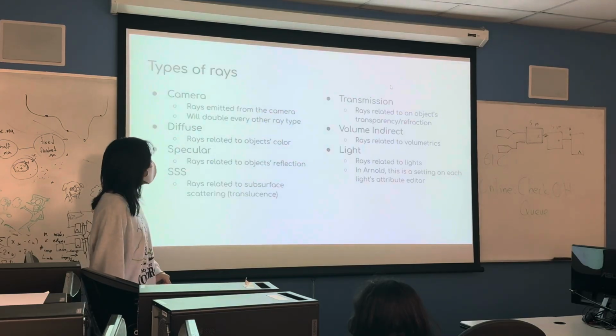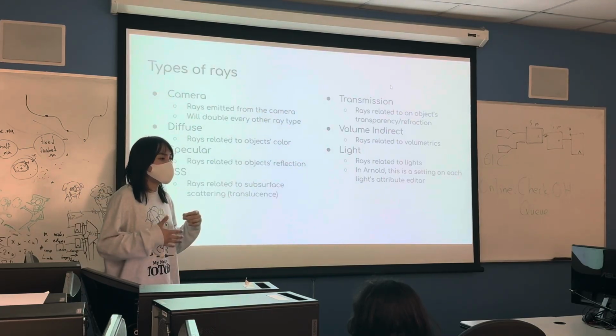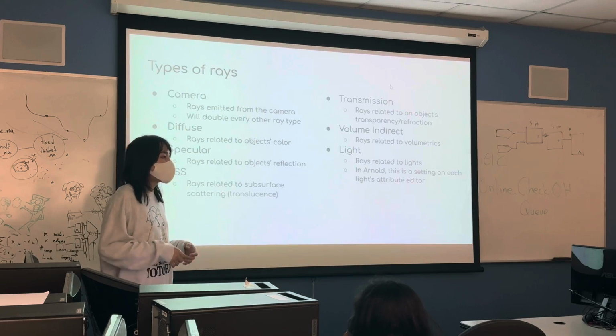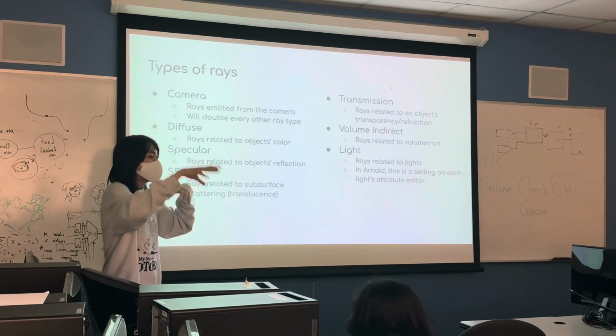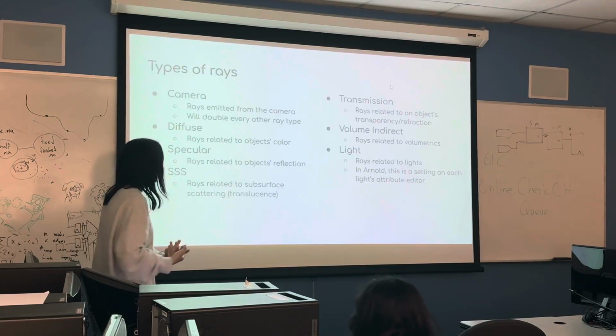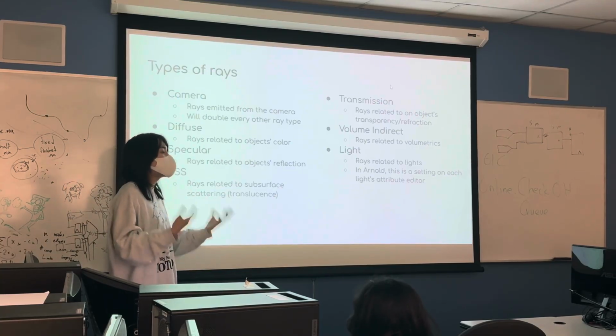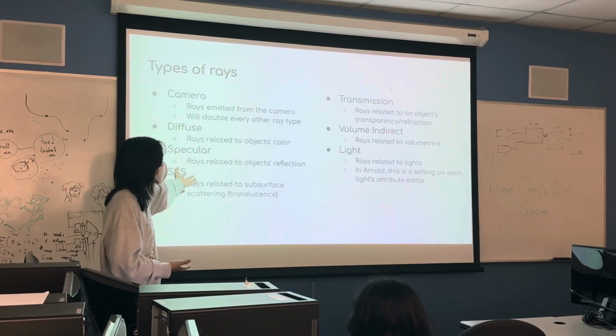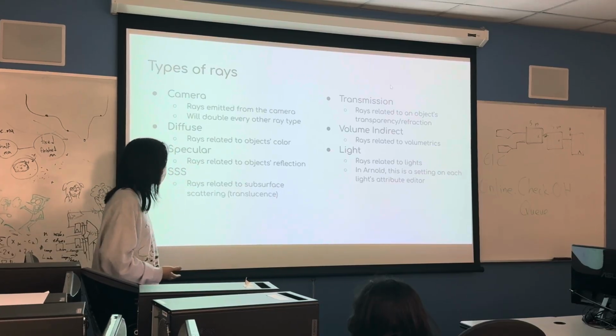Okay, so sampling is directly related to the rays that are shot out. And we talked about how we're simulating these photons as rays. There are actually a bunch of different types of rays, and here are some of the types of rays that you can manipulate in your rendering software.